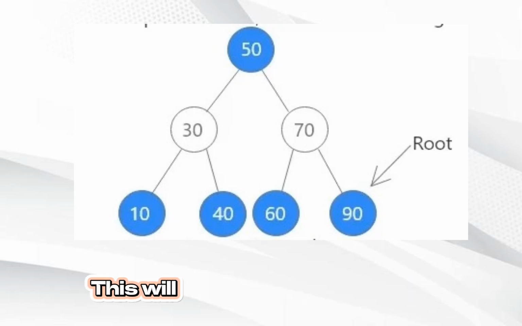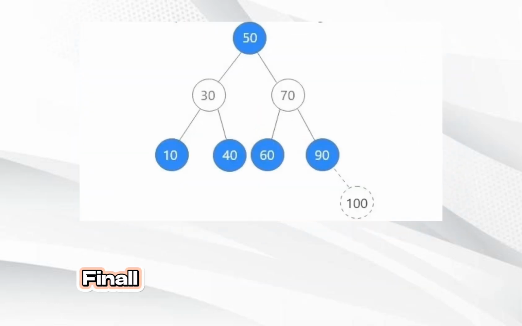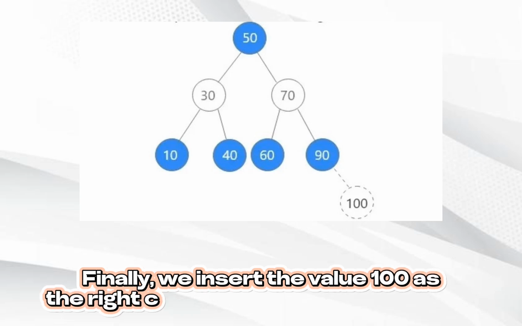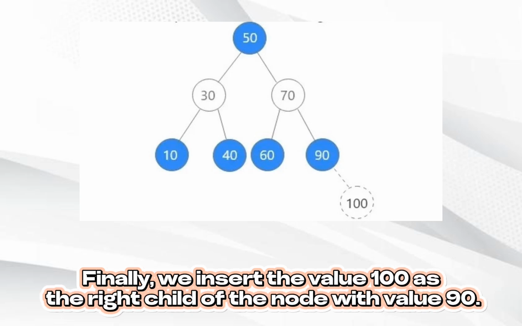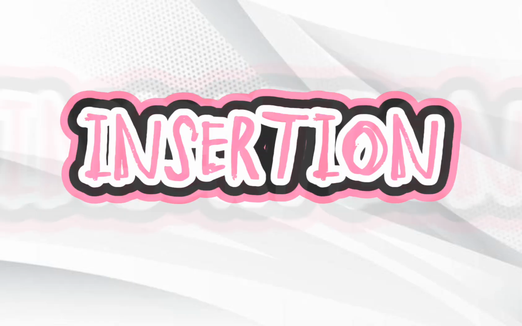This will be the right child of 90. Finally, we insert the value 100 as the right child of the node with the value 90. The binary search tree is now updated.